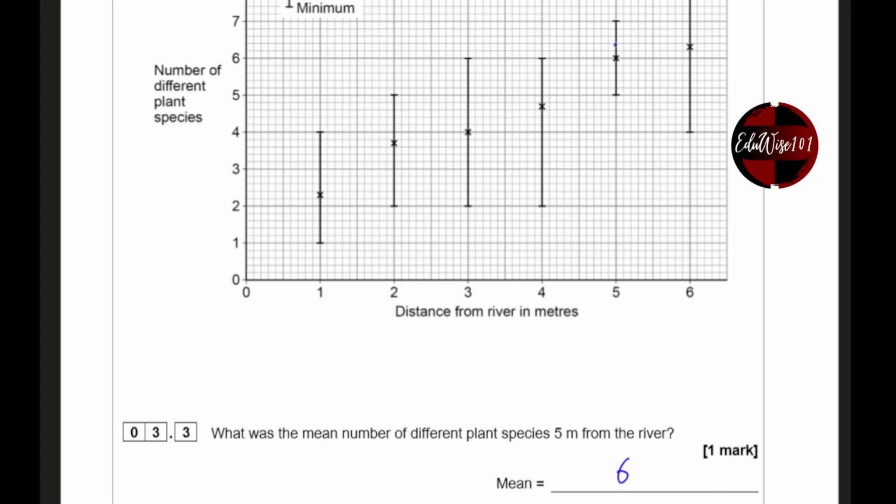Now, why have they actually put a line? That is basically to show that when they were counting, the lowest number that they found was 5 and the highest number of plants that they found was 7. So they found a mean. So you can see the difference. The highest was 6 and the lowest was 2 at 4 meters and so on. That's why these lines are different lengths. And you call these lines uncertainty lines.